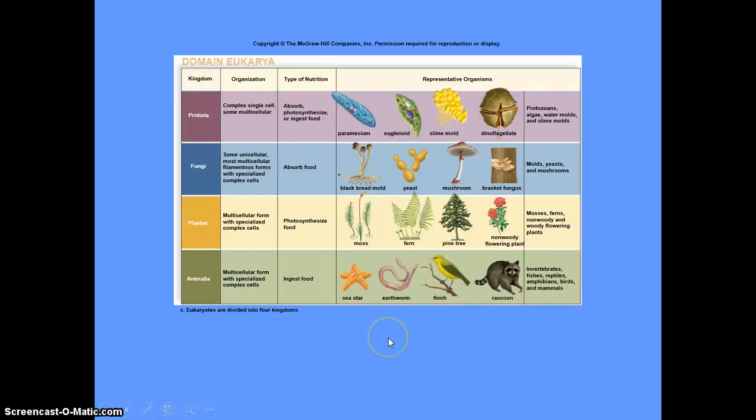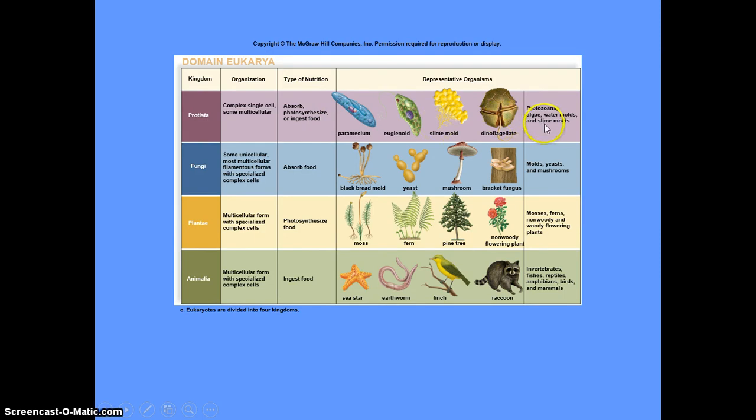So this is just a diagram that shows us the qualifications for being in each of the four kingdoms. If you're in the Protista, these are complex single cells. Some are multicellular. They absorb food for nutrition or absorb nutrition. They photosynthesize or they ingest it, which they envelop it and take it in.